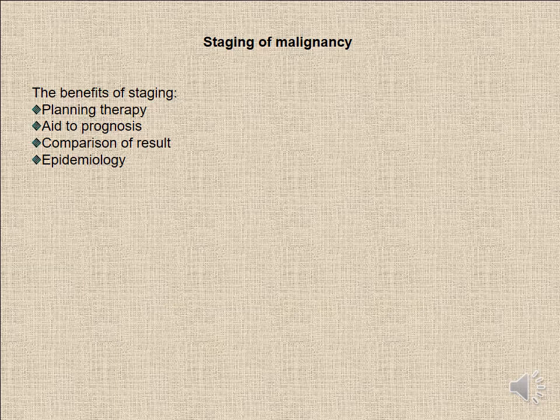Third, when we have a study, comparison of results, to compare between each study from each area of the world by the staging of malignancy. And lastly, epidemiology. In a community, if we know that this region has malignancy over a large area, the causes depend on the staging of malignancy.